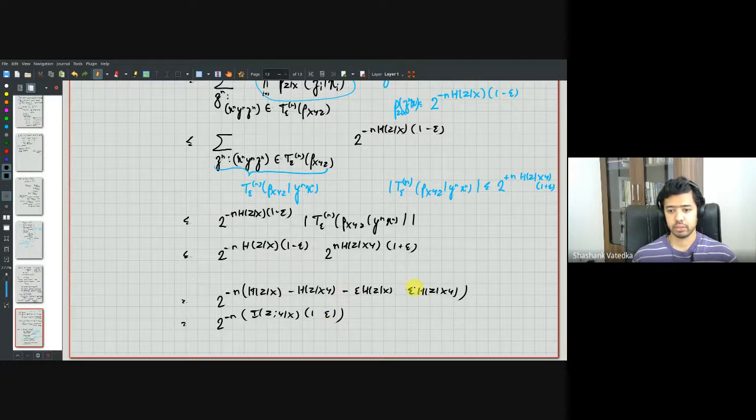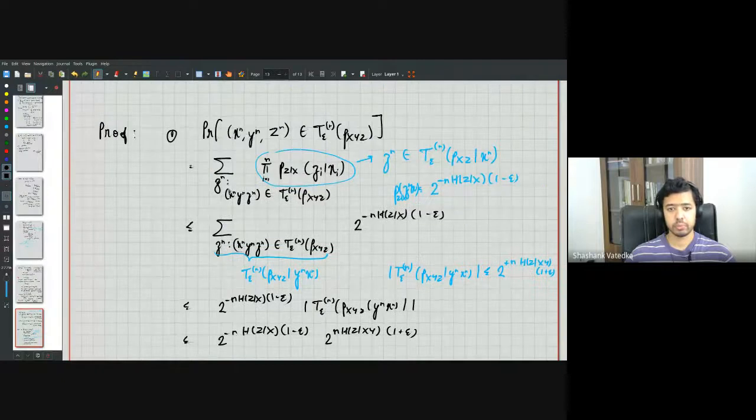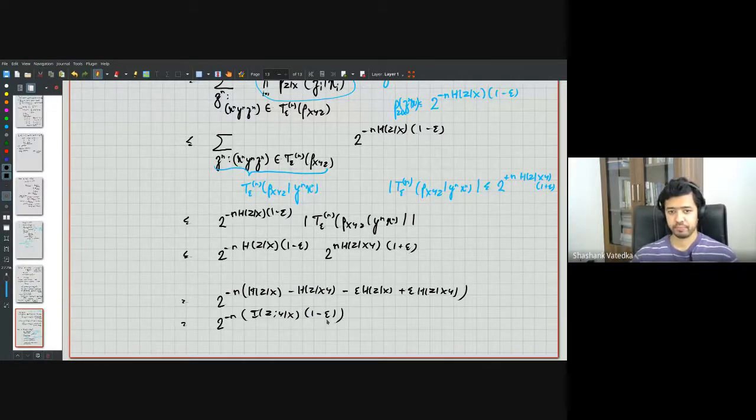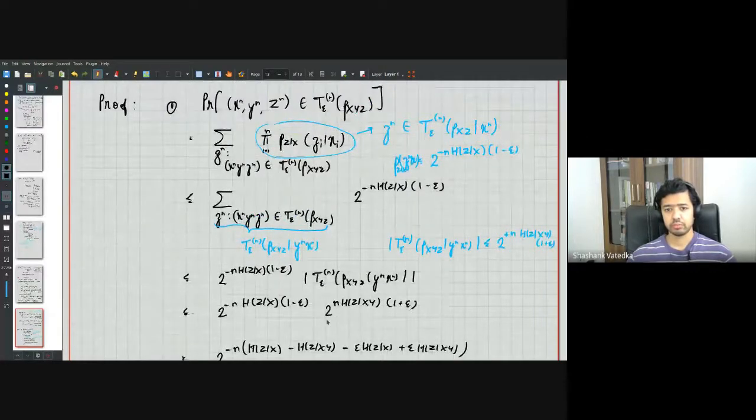So this is minus and this is going to be plus. So the probability of error, or the probability that these three are going to be jointly epsilon typical, is upper bounded by 2 raised to minus n times the mutual information between z and y given x, times 1 minus epsilon. Okay, so let's go through this perhaps once again.